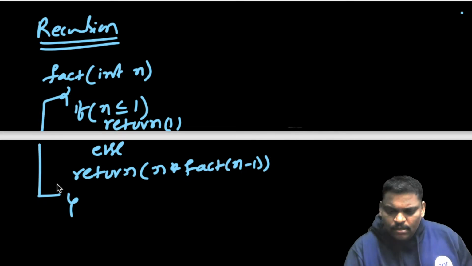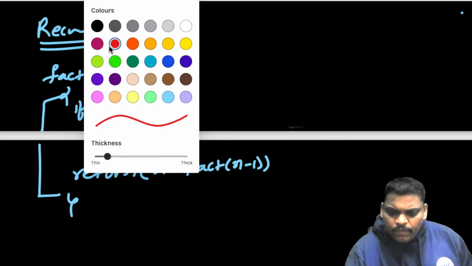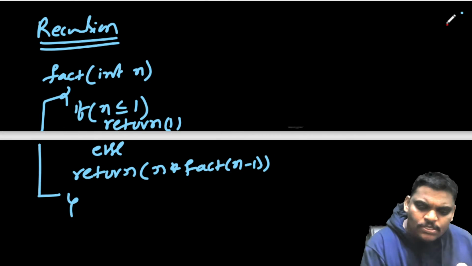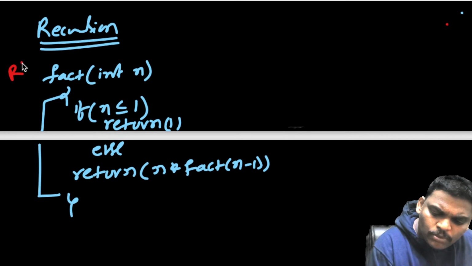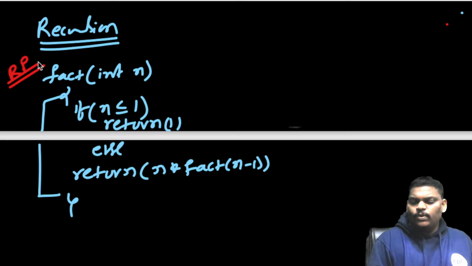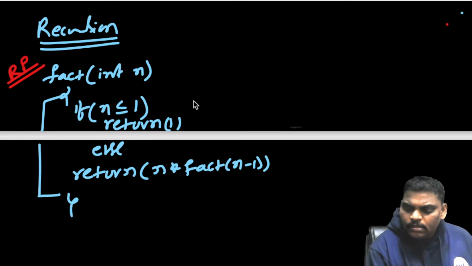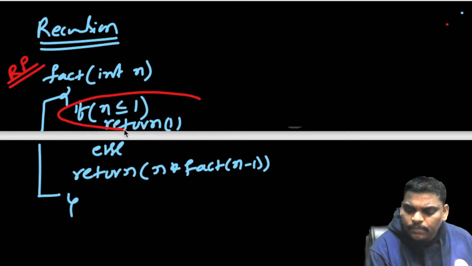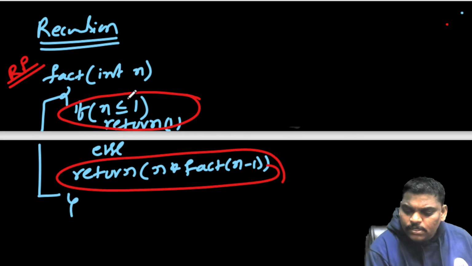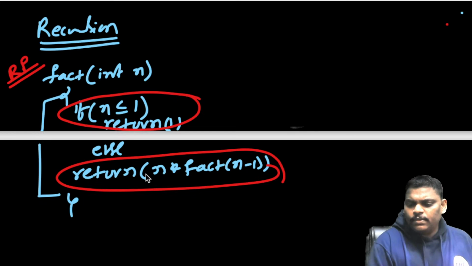Now listen everyone, concentrate. This is going to be a recursive program. Now listen. This is the if part. This is the else part.